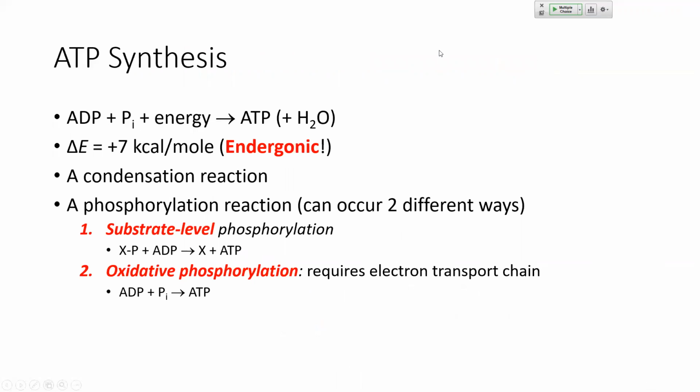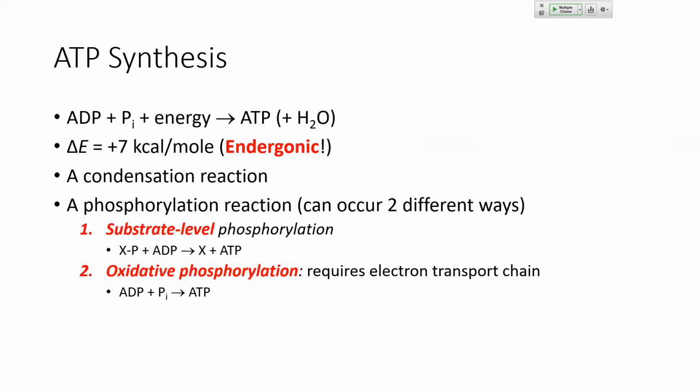So let's talk about how ATP is made. This is a similar process to what we talked about before. We have ADP, we have a phosphate, and we need to take some energy to yield ATP, and we're going to release water as a byproduct, and so that makes this a condensation reaction. This is also an endergonic reaction because we're storing up energy, usually about 7 kilocalories per mole for a single molecule of ATP to be made.